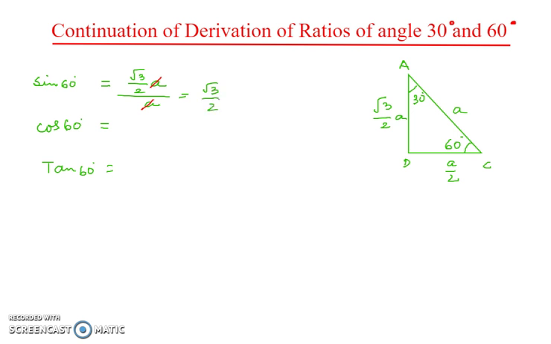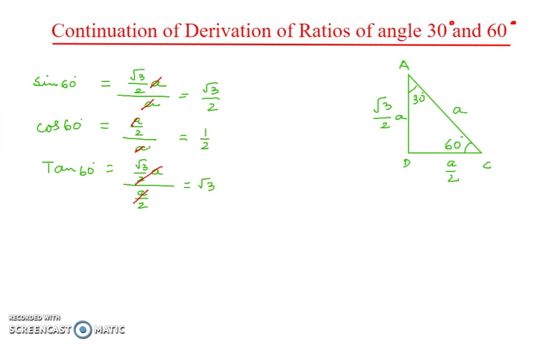In the same way, cos 60° is nothing but adjacent upon hypotenuse, that is A upon 2 divided by A. So what will happen here? Also A and A will get cancelled out. You are just remaining with 1 upon 2, right? In the same way, tan 60 is nothing but opposite upon adjacent, that is root 3 upon 2 times of A divided by A upon 2, right? So what happens? This A upon 2 will get cancelled out. You are just remaining with root 3, right? So this is the value for 60°, right?